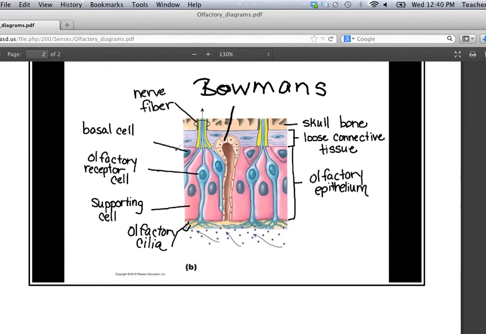Okay, so we've got our pieces and parts here. We've got the basal cell that regenerates our receptors. We have the supporting cell that actually helps take care of those receptor cells. Our olfactory receptor cells are one of the few types of nerve cells that actually do regenerate.